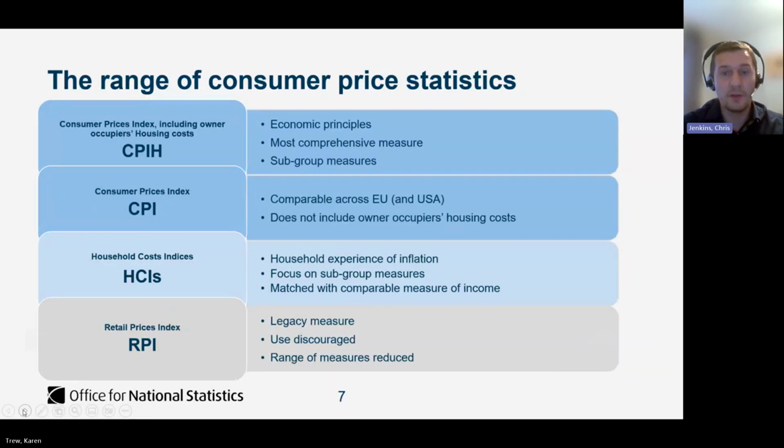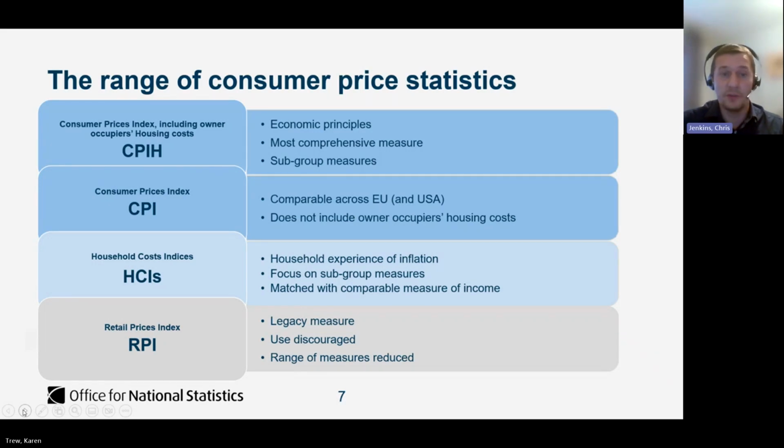And then we also have the Consumer Prices Index, or the CPI, which is our internationally comparable measure. Okay, so these measures are both produced to give us an understanding or a measure of overall inflation in the economy. So they're produced from a macroeconomic perspective, and they're compiled using international standards and methodologies.